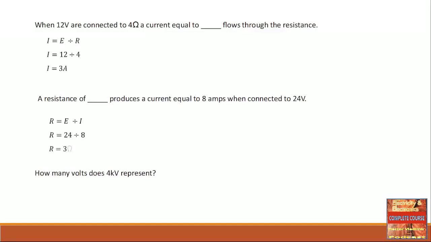How many volts does 4 kV represent? Since K represents kilo, that's 1000. 4 times 1000 equals 4000 volts.